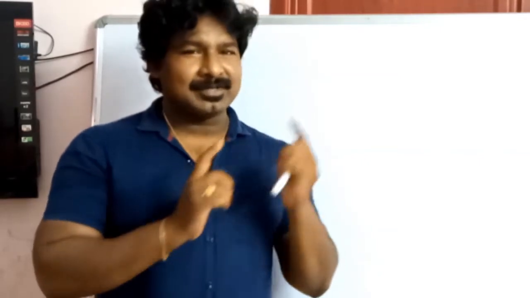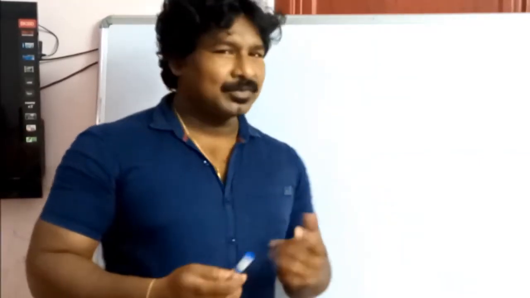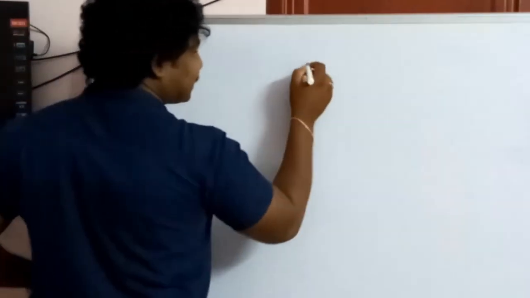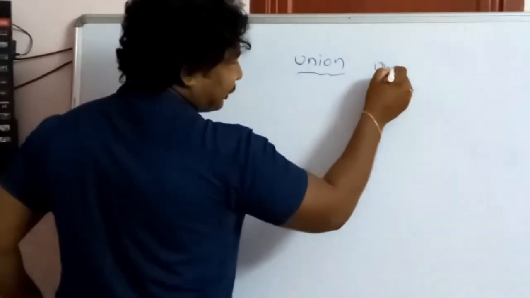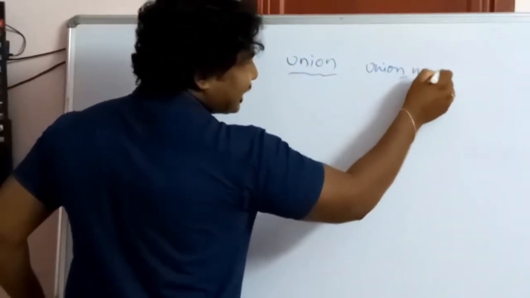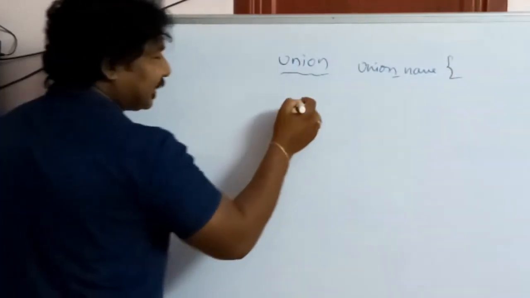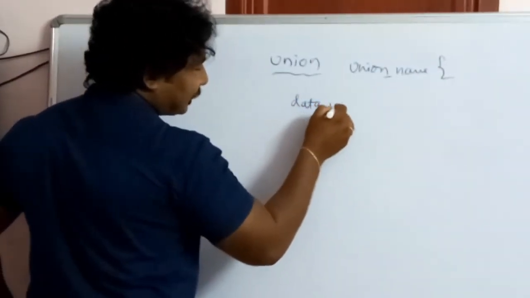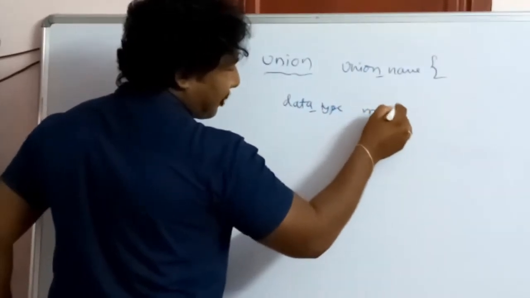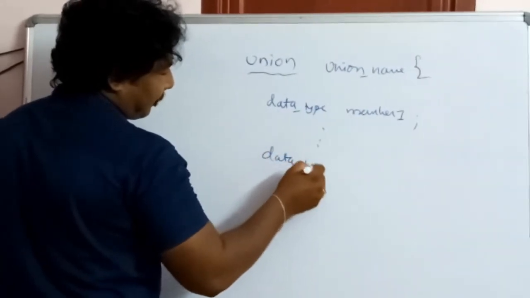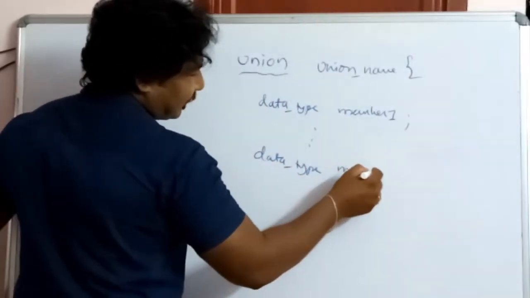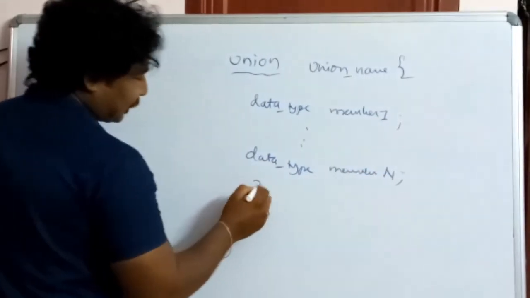So how you can use this union, and how you can declare variables for this, I will show you how to write the syntax and all those things. The syntax for declaring a union is: union, this is the keyword, and union name is any valid identifier. Then you can declare all members: data type member1, data type member n, and closing the union.